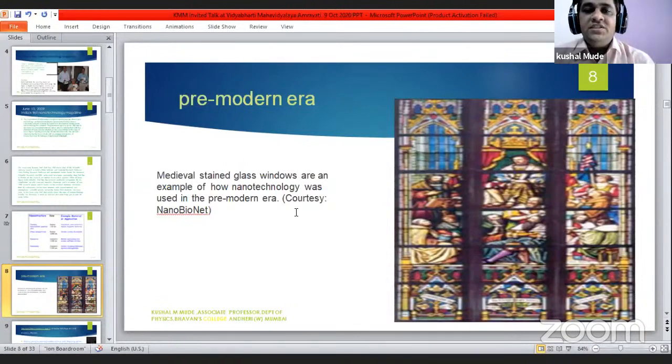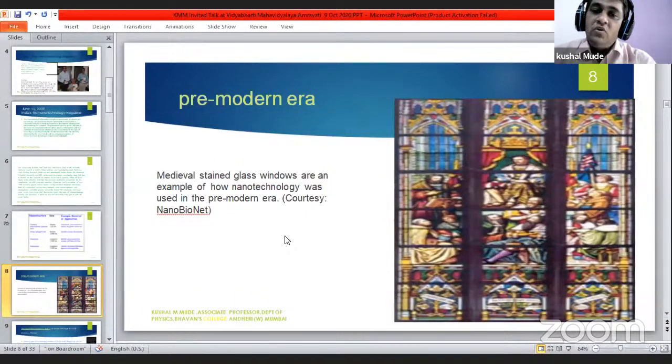I hope many of you visited Mumbai and saw the Mumbai University building. It's called the Rajabai Tower actually. Adjacent to that, there is a convocation hall. If you look at the glass paintings, they are very old. Mumbai University was established in the year 1857.